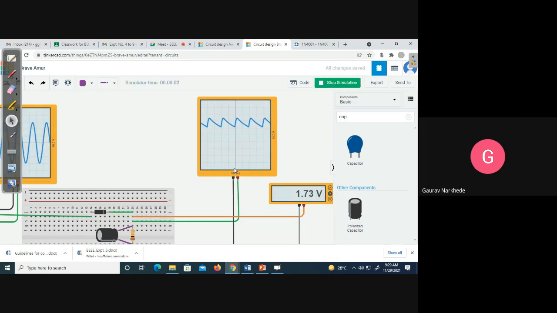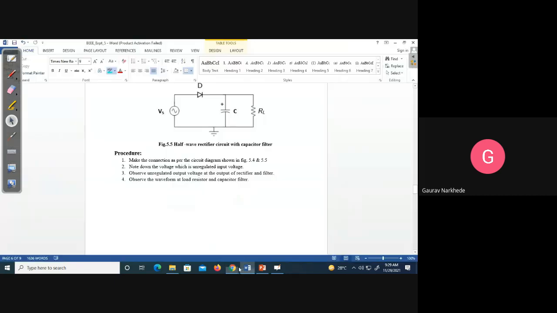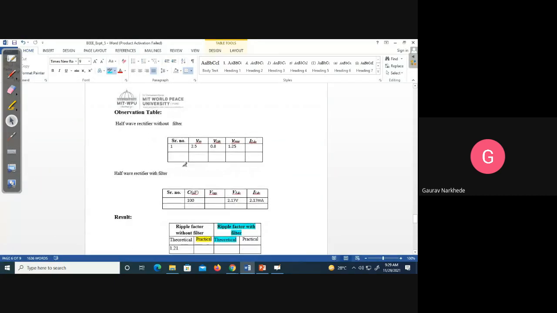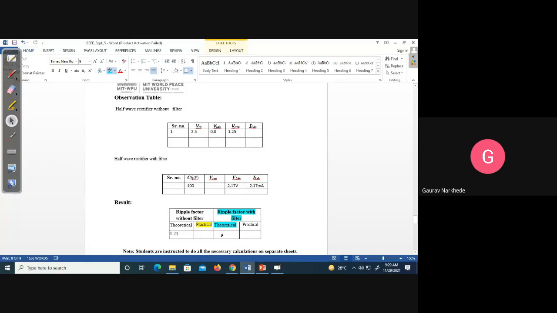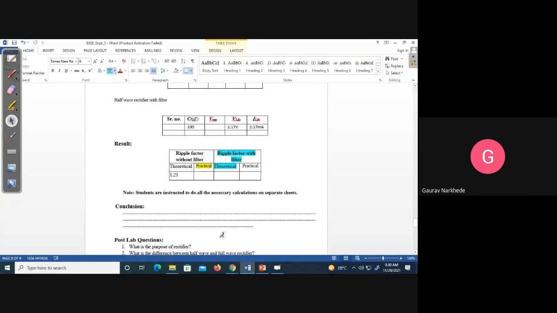Getting? Yes, sir. So for different readings, you can just do all the calculations, right? And at least what I'm expecting is that you should take 2 readings on your own, do the calculations, and write them here. Okay. So the rest of that part is explained in theory, and this is the practical.